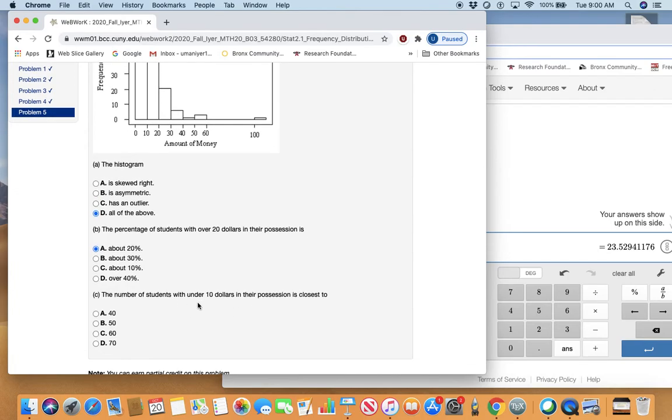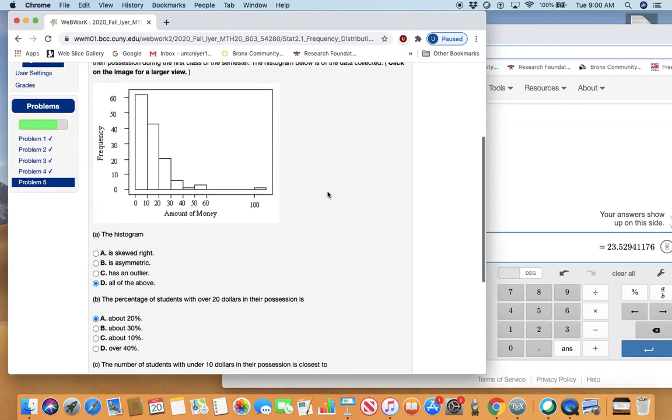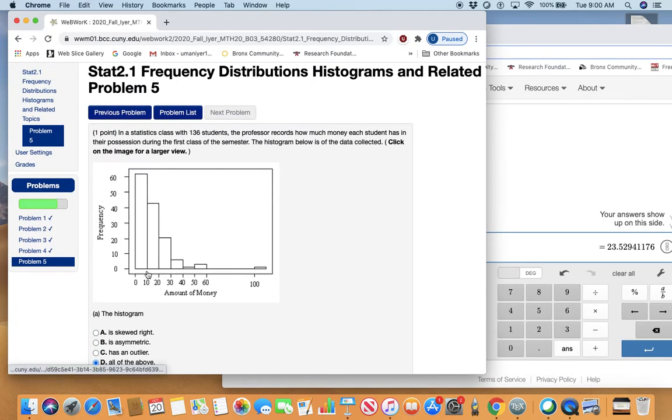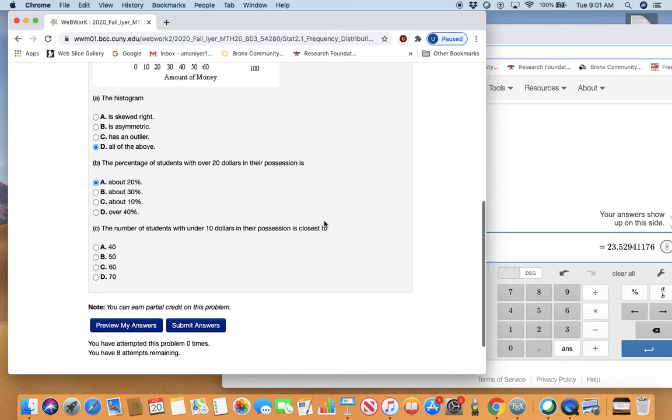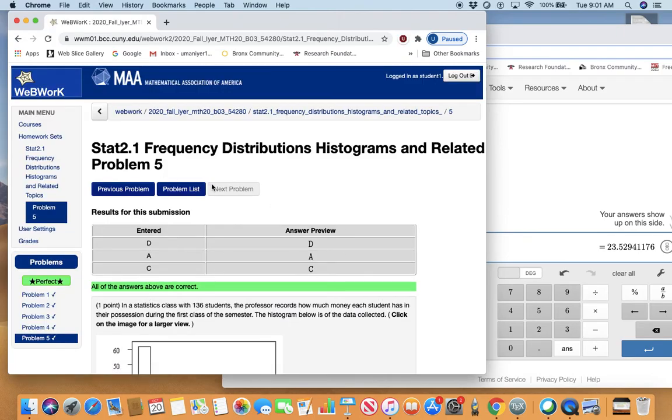The number of students with under $10 is closest to. So under $10. So this is $10. Under $10 is a little above 60, right? 61, 62. So closer to 60. Let's try. That's correct.